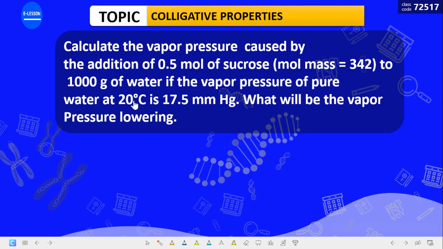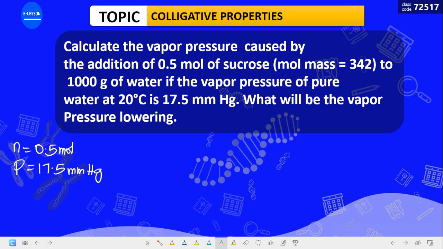Now let us solve the next question. The next question says, calculate the vapor pressure caused by the addition of 0.5 mole of sucrose. So it means that the number of moles of the solute is given, 0.5 mole of sucrose, molar mass 342, to 1000 gram of water. Now you are given the vapor pressure of pure water at 20 degrees Celsius to be 17.5 millimeter of mercury. What will be the vapor pressure lowering?